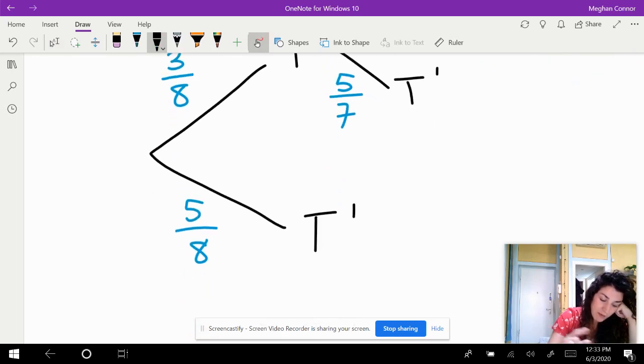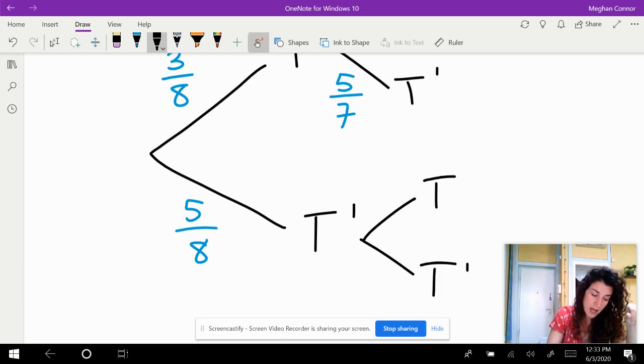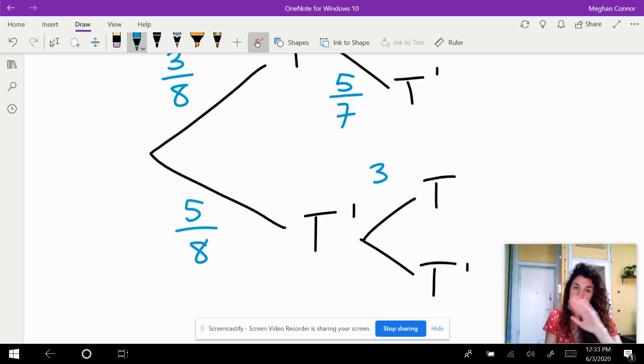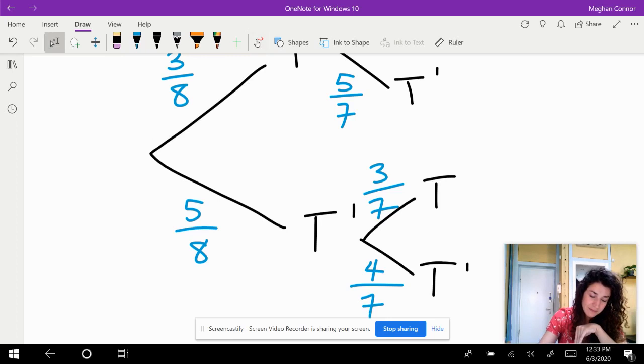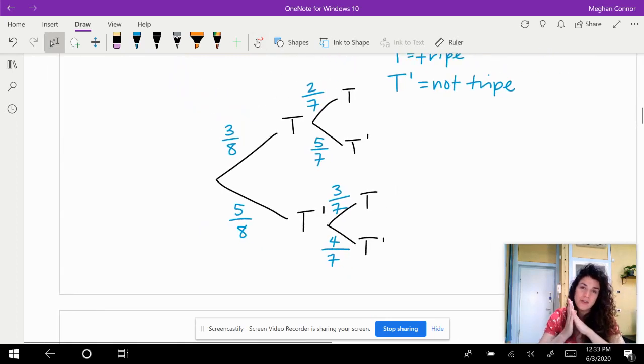Versus down here, if we went not tripe first, and then we could have the option of tripe versus not tripe, there will still be 3 tripe left out of the 7. Or now there could be 4 non-tripe left out of the 7. This is a tree diagram where we mark out all of the potential paths that could happen given a certain number of choosings. And then we find those probabilities as we move our way down the probability chain.